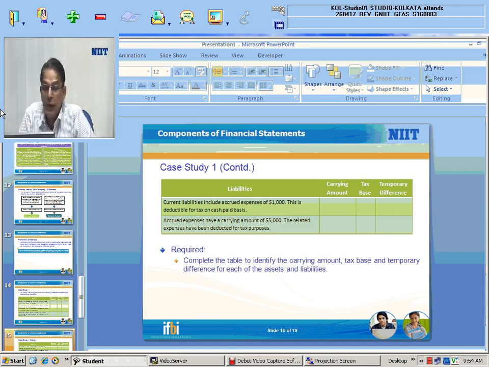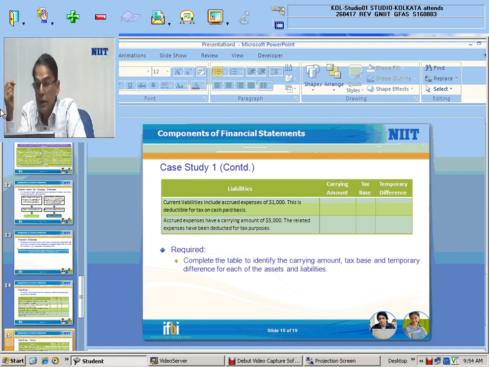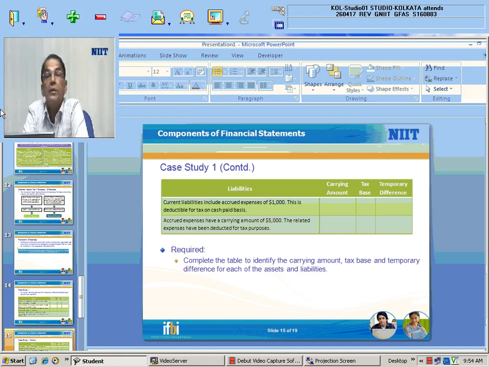Current liabilities include accrued expenses of 1,000. And this is deductible for tax only on cash paid basis. So it's a liability, accrued expense of 1,000, but this will be recognized as a deductible expense under the tax laws only when it is incurred. That means on cash paid basis. So the carrying value of the liability in the balance sheet is 1,000, but the tax base of this particular liability is 0 because the expense has not yet been incurred. So the temporary difference will be again 1,000. Is this clear?